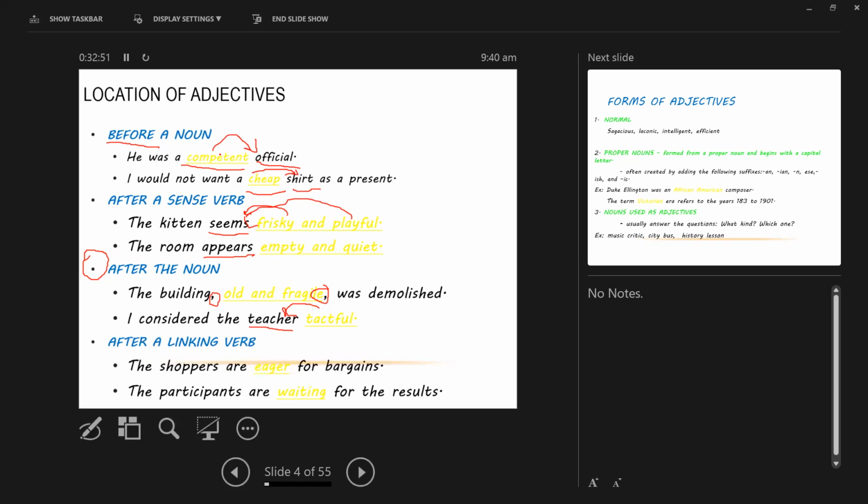I consider the teacher attentive. So, ang nangyayari kasi, medyo nadidisrupt yung idea or yung pinaka-punto mo sa isang sentence. Kaya naman, this technique is not that recommendable. But if you are confident that you can use it, why not? Okay.